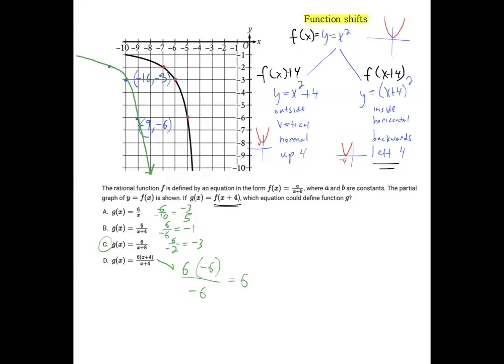So the only one that worked out to a y value that is on our new function when you plug in x as -10 is answer choice C for this question.